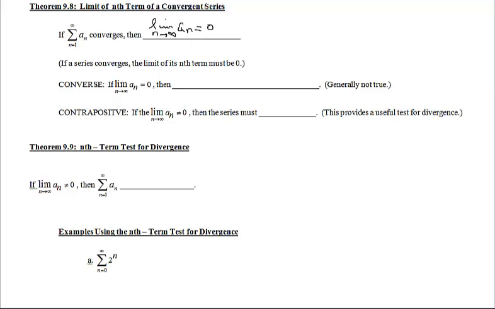All right. The converse of that statement. Now, just because we know that the limit of the nth term is 0 doesn't necessarily mean that the series is going to converge. That's not generally true. So if the limit of the nth term is 0, then the series may either converge or diverge.